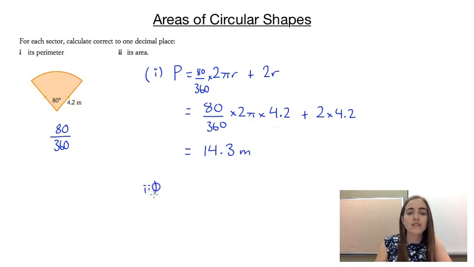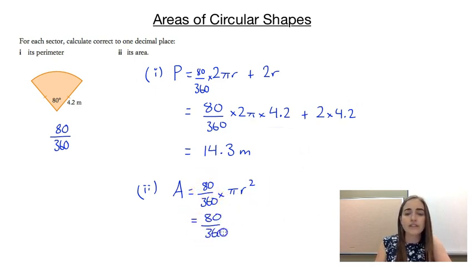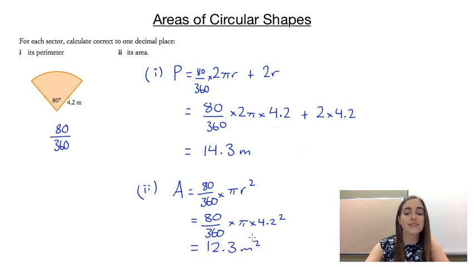Now to find the area, again, the normal area would be pi times the radius squared, but we only want this fraction of the circle, so we're going to do 80 over 360 to find that fraction of the area. So we're going to have 80 over 360 times pi times 4.2 squared, which is going to give us 12.3 meters squared as the area.